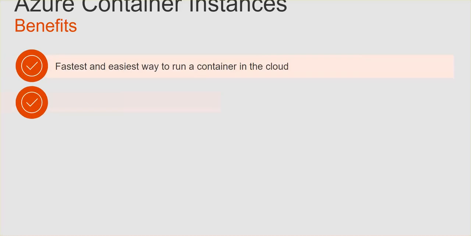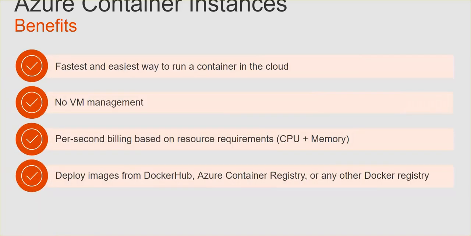There are different benefits if you use Azure Container Instances. It's the faster and easiest way to run a container in the cloud. You don't need to bother about the infrastructure and all that stuff. No VM management, no infrastructure headache. The billing is very specific: per CPU and memory billing, per second billing, and I'll talk a little bit more about the billing side because you need to be mindful when you are provisioning this. For deployment of images, you can take the image from Docker Hub, Azure Container Registry, or any other Docker registry.